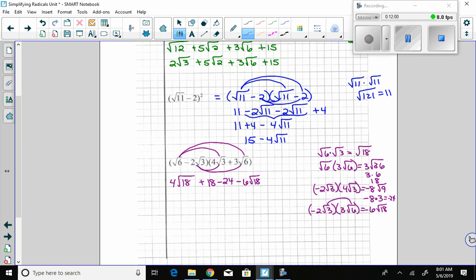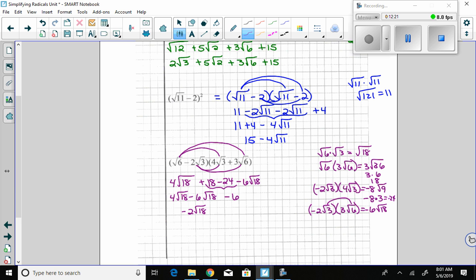What can I combine? I can combine my radical 18s, even though it can be simplified. Let's deal with that in a minute. So we have 4 root 18 minus 6 root 18, right? Which gives me negative 2 root 18. And then I've got 18 minus 24, which I know makes negative 6.